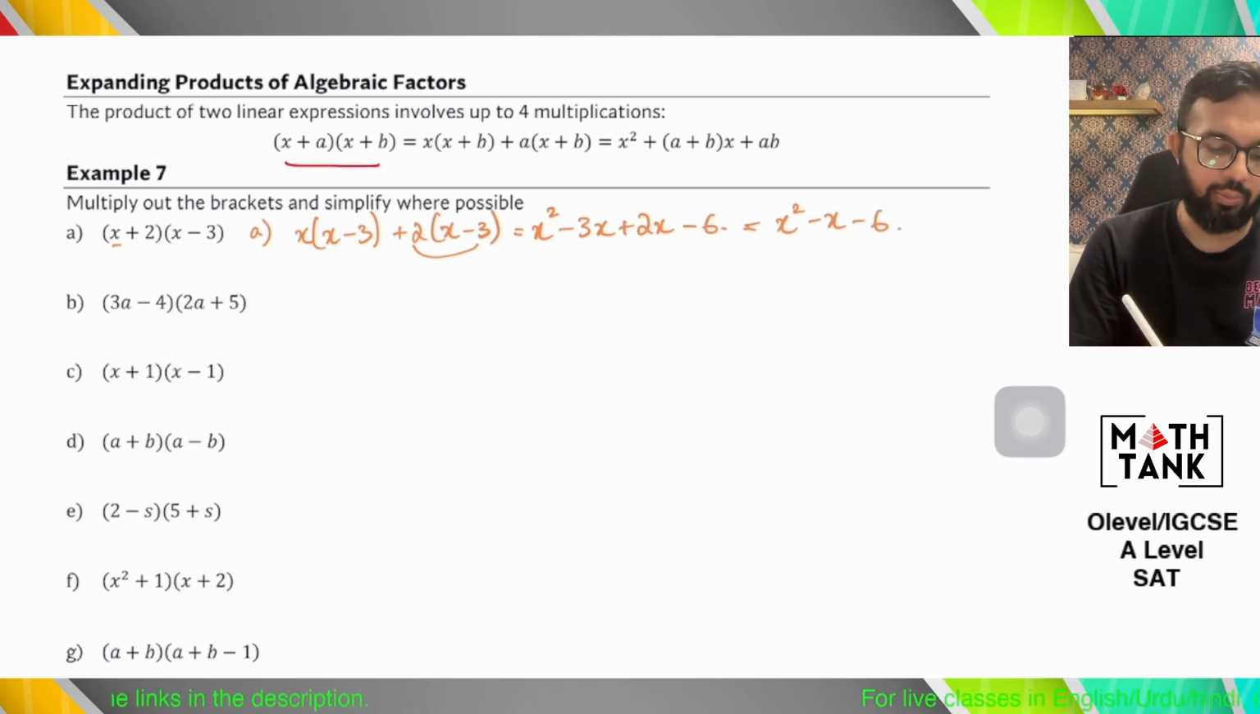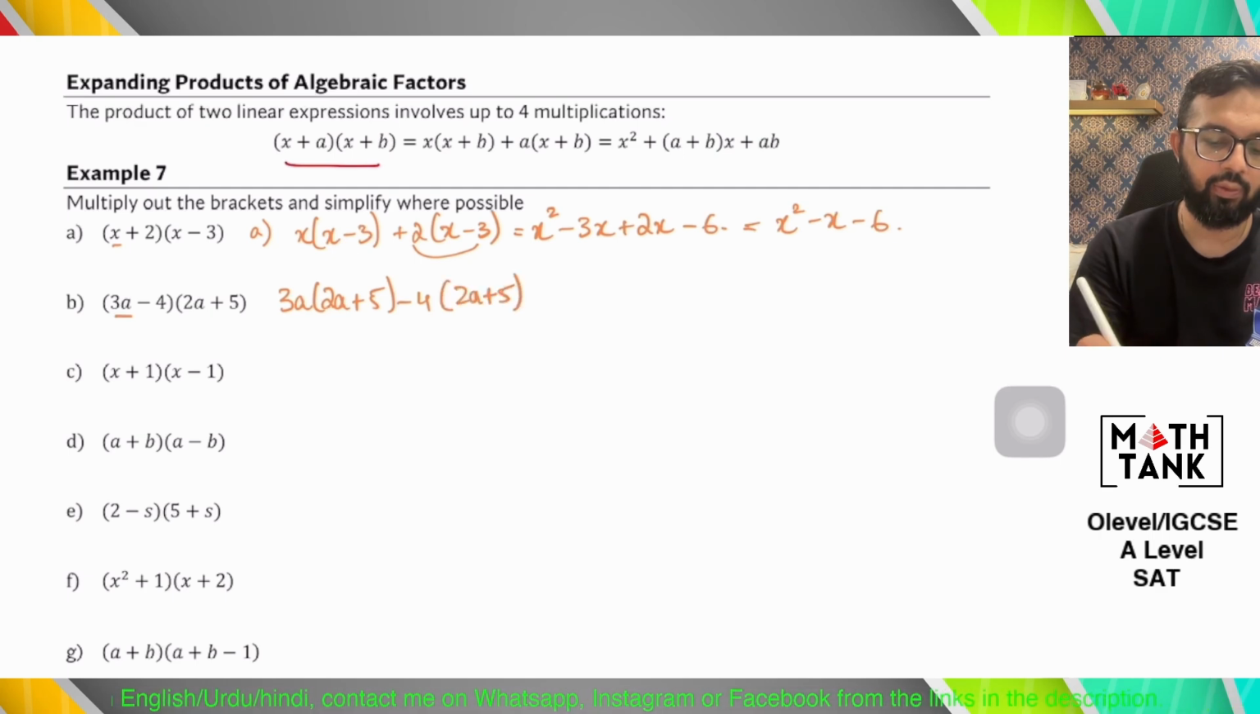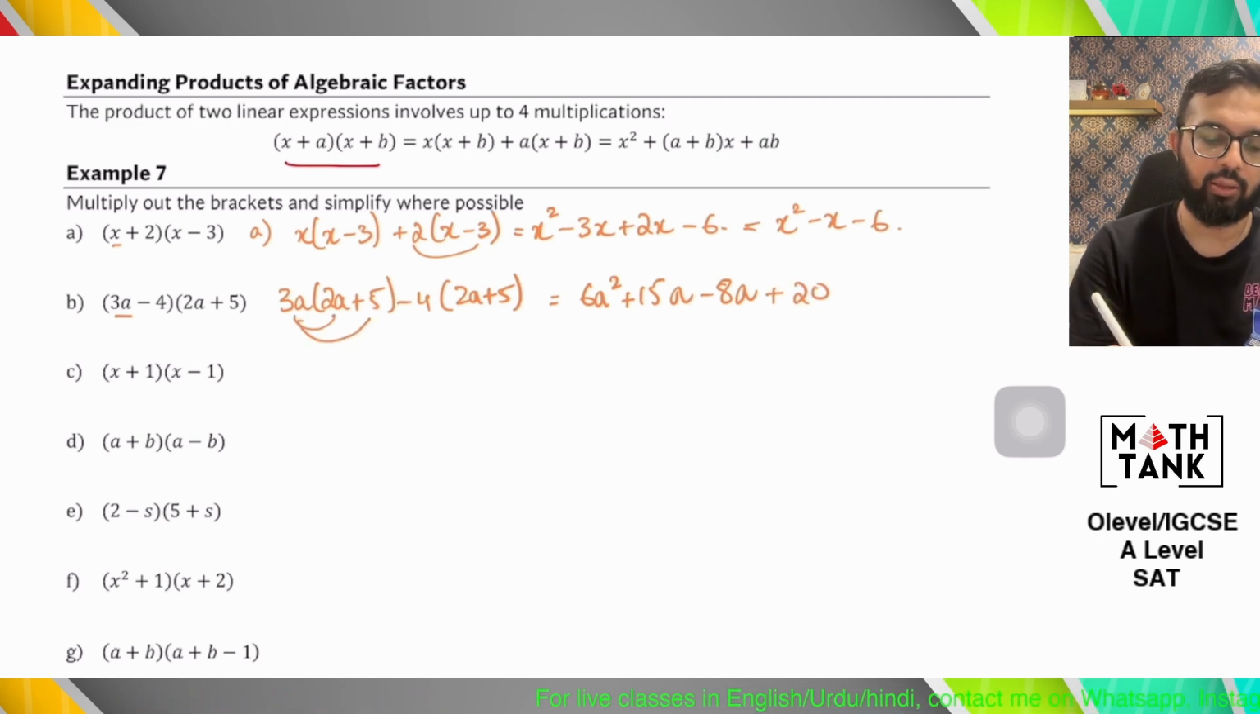Okay, for the next one then you multiply 3a with 2a plus 5, and you also multiply minus 4 with 2a plus 5. So you get 6a squared plus 15a minus 8a minus 20. I'm multiplying like that. So 6a square plus 7a minus 20.